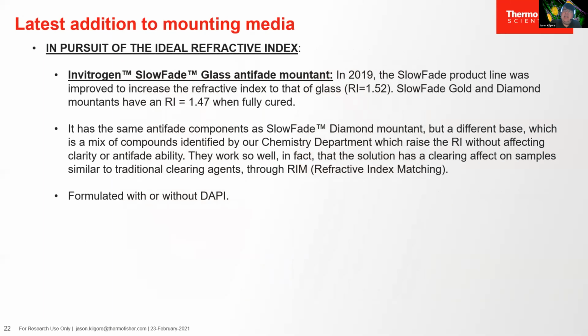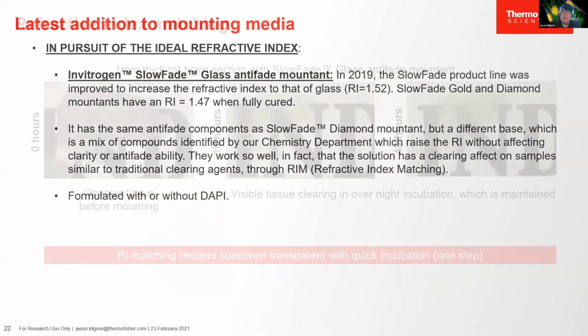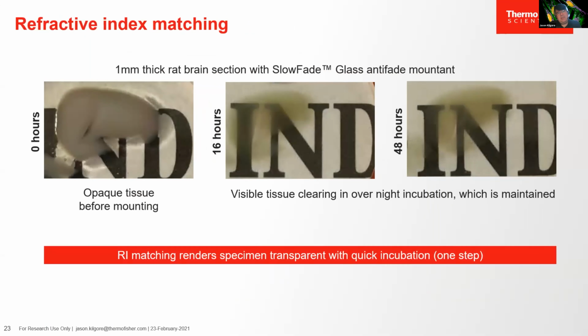An interesting thing with refractive index matching, this was sort of unexpected. This is a 1 millimeter thick rat brain. And when it sat in the SlowFade Glass for a long period, here we're talking a day, even 2 days, you have this clearing effect. Now, SlowFade Glass is not a clearing agent. We don't sell it as that.